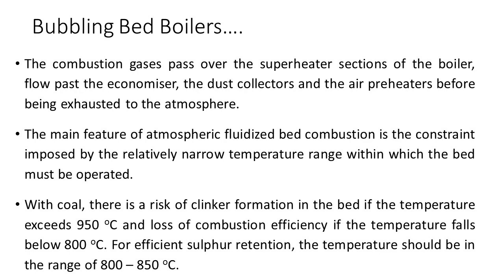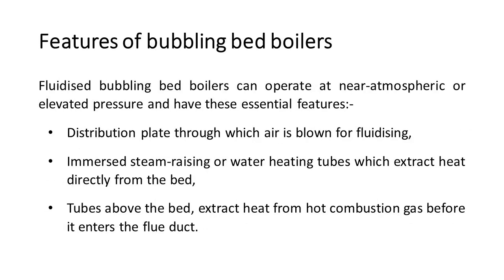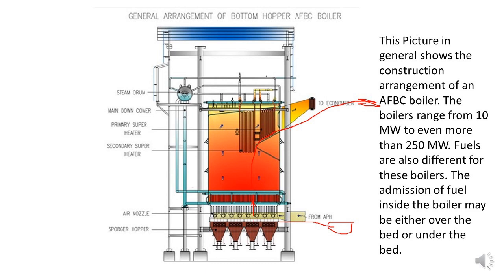Now the features of the bubbling bed boilers. Fluidized bubbling bed boilers can operate at near atmospheric or elevated pressure and have these essential features: a distribution plate through which the air is blown for fluidizing, the immersed steam raising or water heating tubes which extract heat directly from the bed, and the tubes above the bed which extract heat from the hot combustion gas before it enters the flue duct.